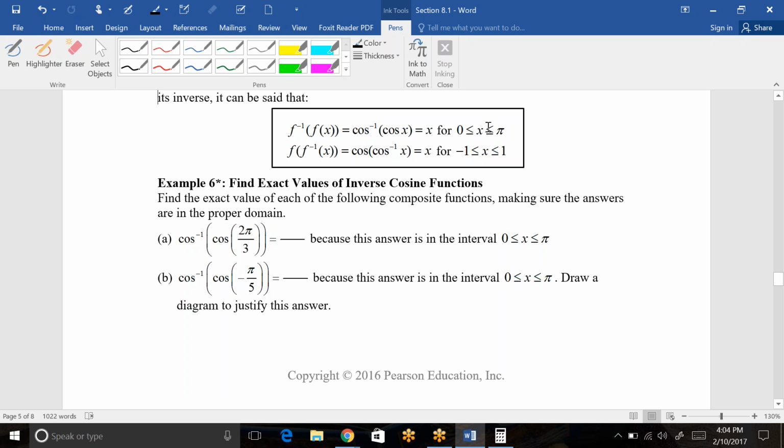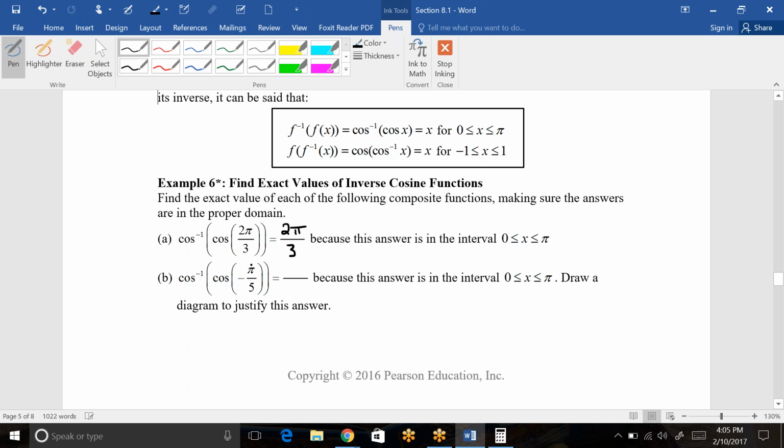That's one where you can think about sines and cosines being positive or negative, and what quadrant would that correlate with. But if this is not between 1 and -1, we can't do anything. So let's look at this. It says find the exact value for the following composite functions, making sure the answers are in the proper domains. So 2 pi over 3 is definitely between 0 and pi, because 3 pi over 3 would be pi. So since that meets the criteria that we need, the answer is just 2 pi over 3.